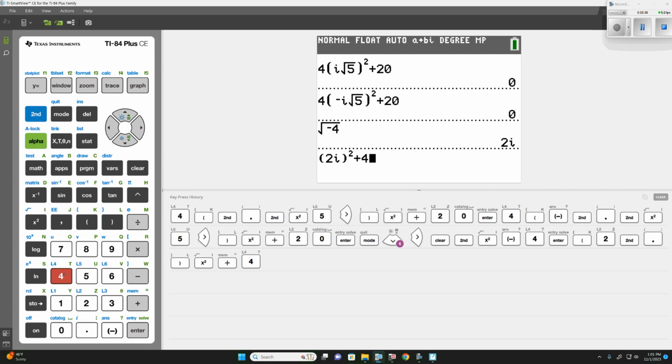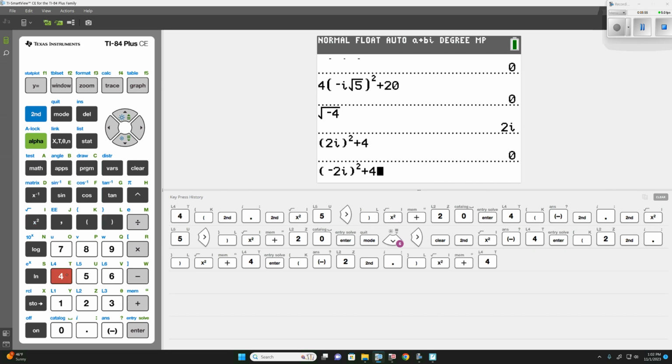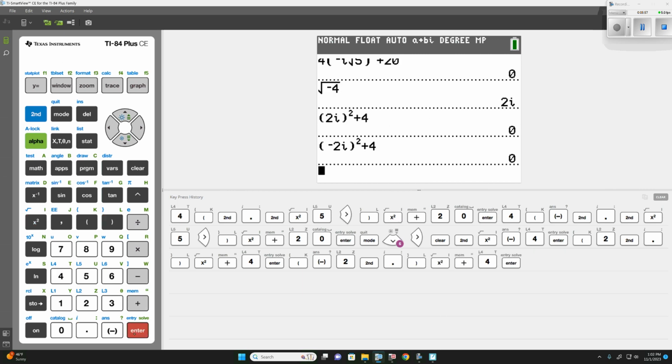So the original equation was x squared plus 4 equals 0. We found the value of x is 2i. So if we plug that back in, 2i squared plus 4 is 0. Negative 2i squared plus 4 is also 0.